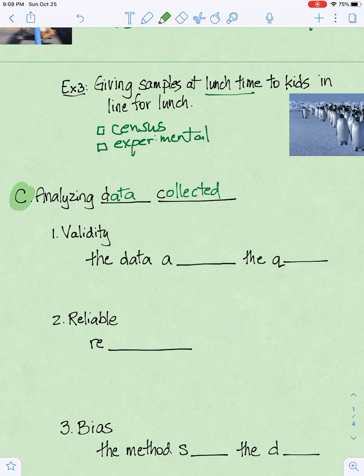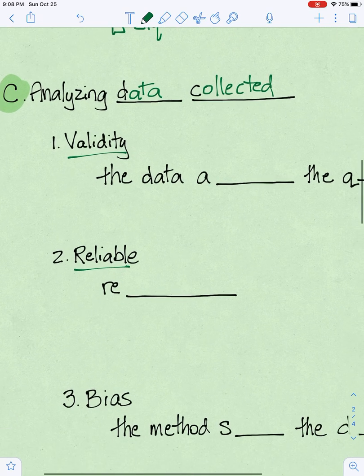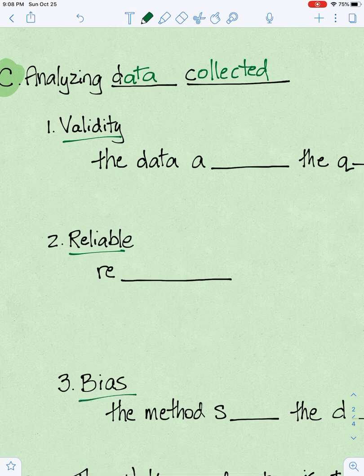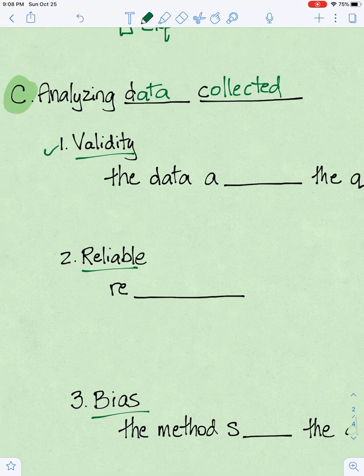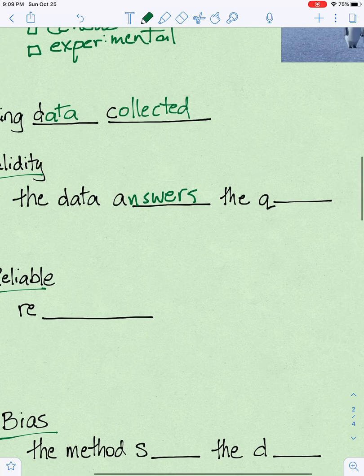Next, our third item that we want to talk about today is analyzing the data that's collected. So once we gather the data, then we want to verify: number one, is it valid? Is it reliable? And third, is there any bias in the data? The first two are kind of tricky. They can be confused, validity and reliability. So validity means that the data answers the question.